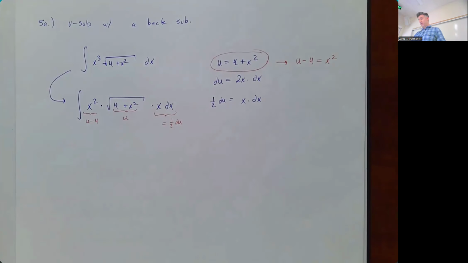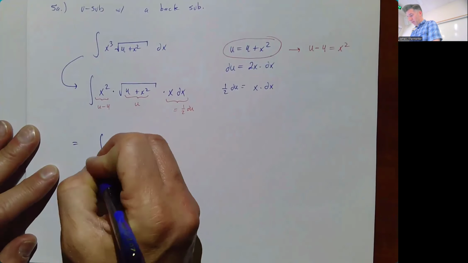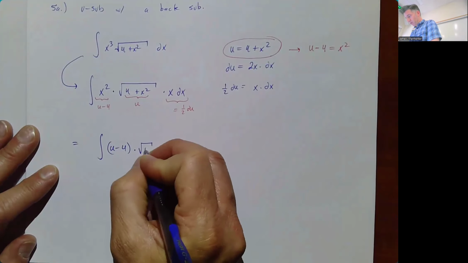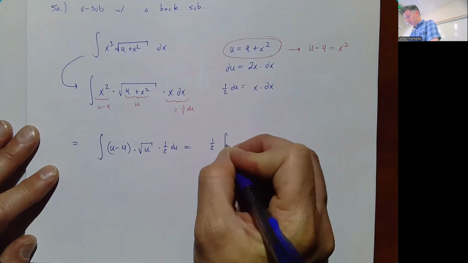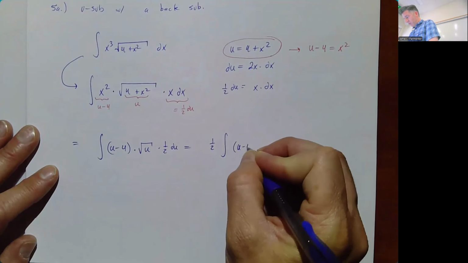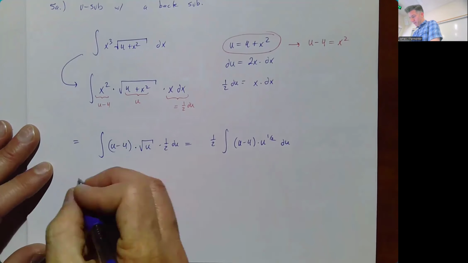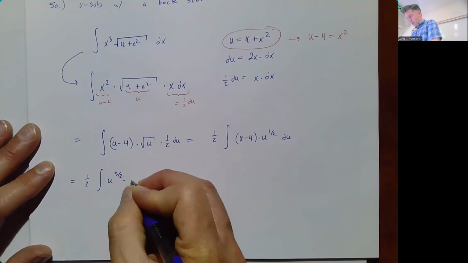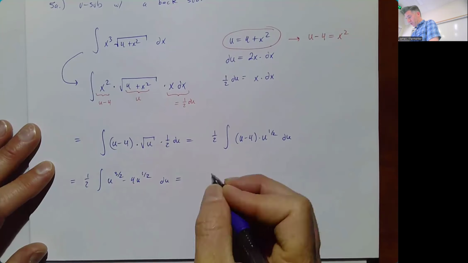And then this becomes, I think, relatively straightforward, or at least simplifiable. This is going to be the integral of (u minus 4) times the square root of u times 1/2 du, which I would rewrite as 1/2 times the integral of (u minus 4) times u to the 1/2. Distribute the u to the 1/2. Get 1/2 times the integral of u to the 3/2 minus 4u to the 1/2 du. And then we can anti-differentiate.